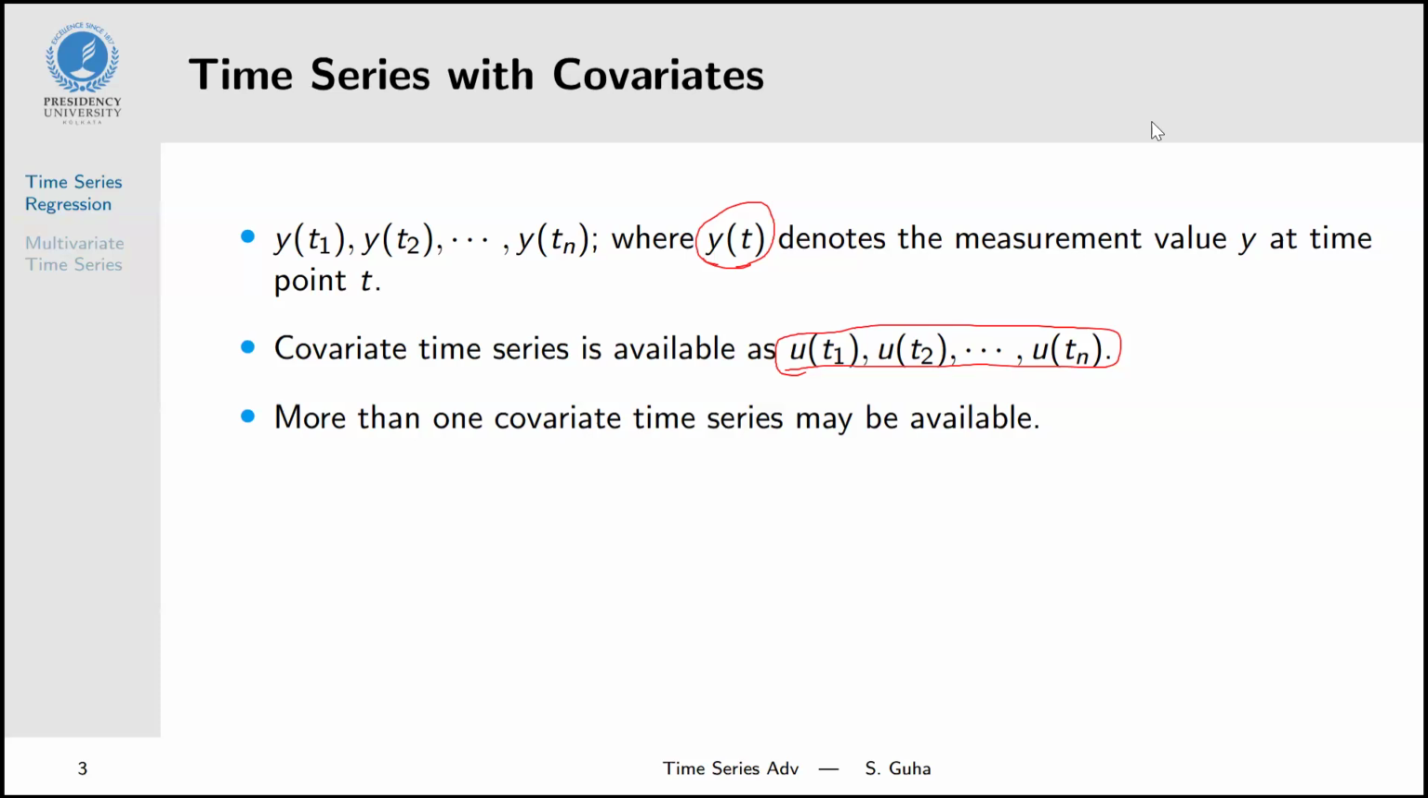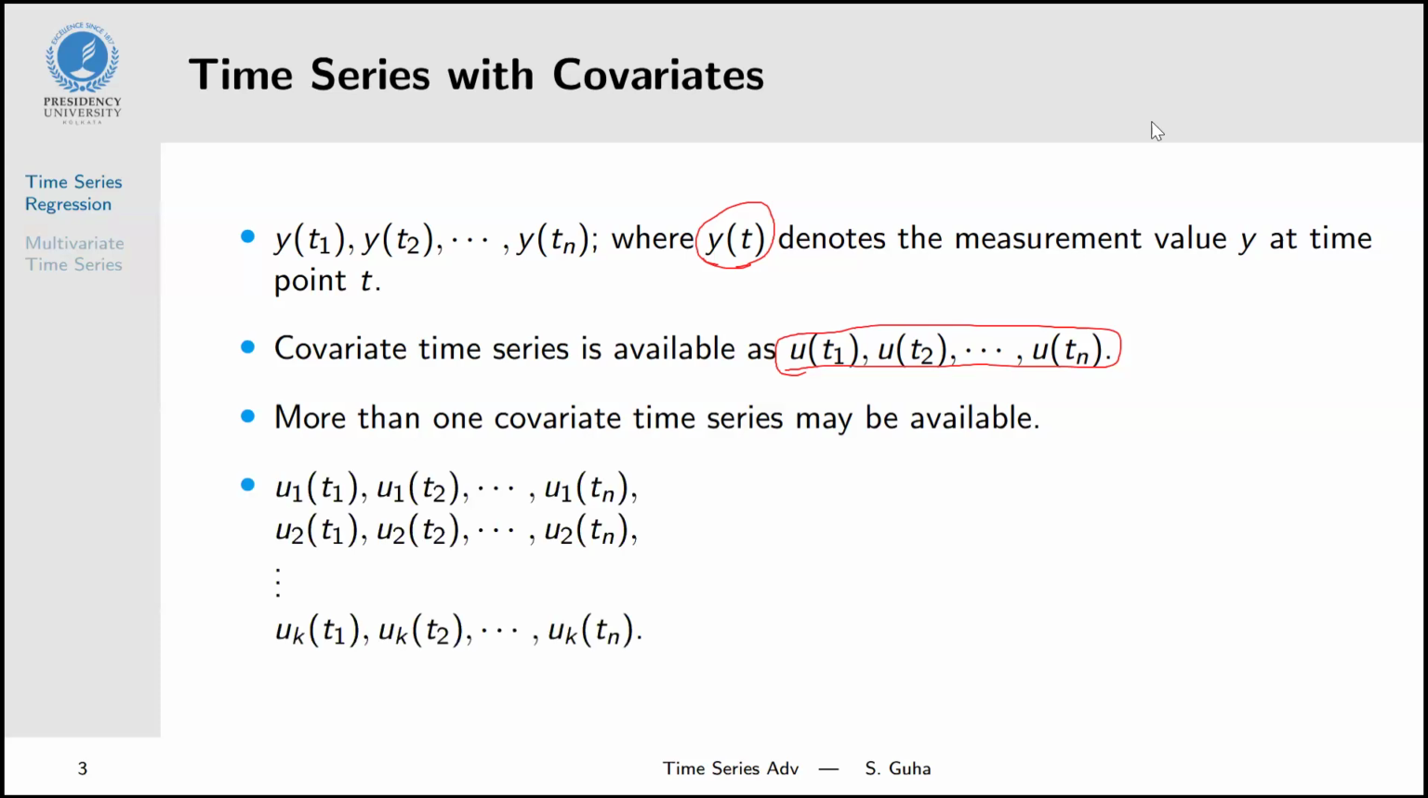So we have a single time series of primary interest, and we have k different time series which play the role of covariates. So you have one auxiliary time series which is measured across the same points of time. Then a second auxiliary time series which is again measured across the same points of time. Similarly, a kth auxiliary time series which is measured across these same points of time.